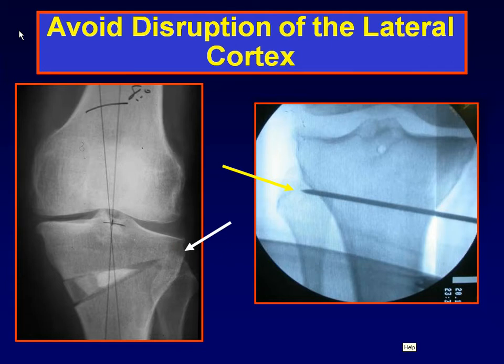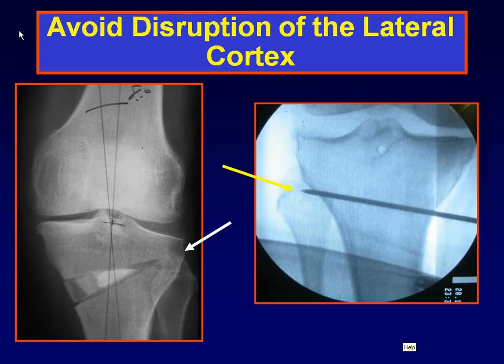Next point, how to avoid disruption of the lateral cortex. On the left, you have a technique where the opening osteotomy is performed at the tip of the fibula. Don't use that for large deformities, except if you have a large experience with tibial osteotomy. When you increase the size of the osteotomy, do like on the right. Go to the proximal tibiofibular joint, because this joint acts as a hinge and avoids disruption.